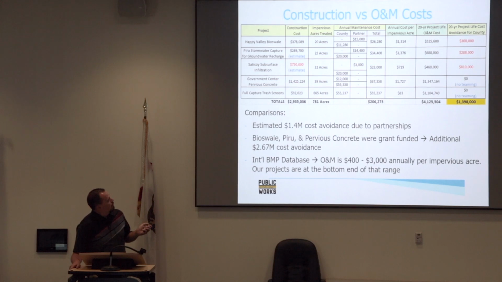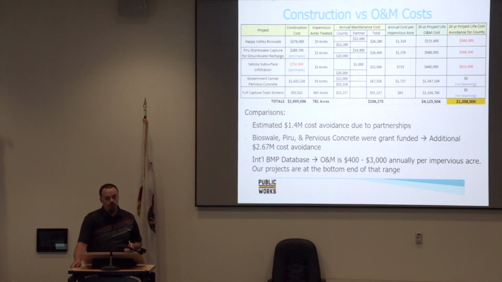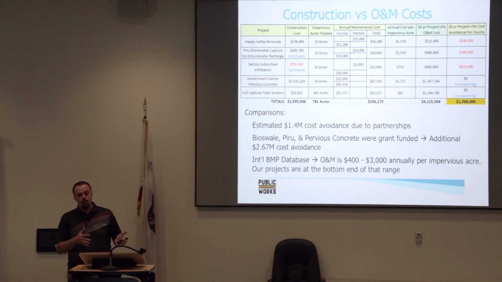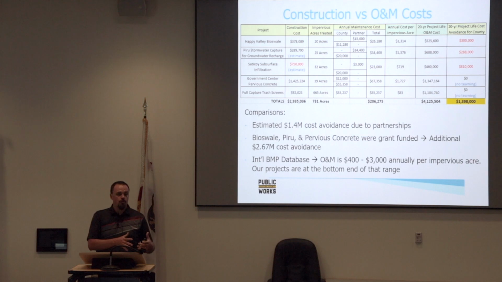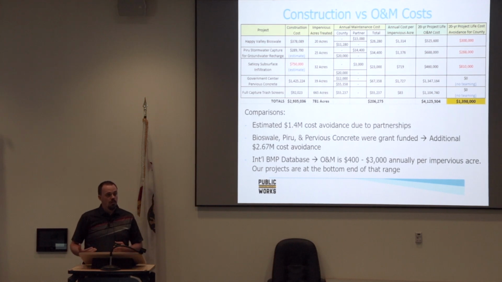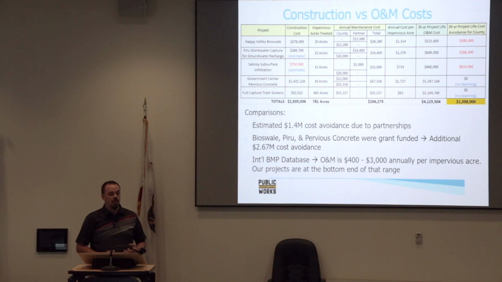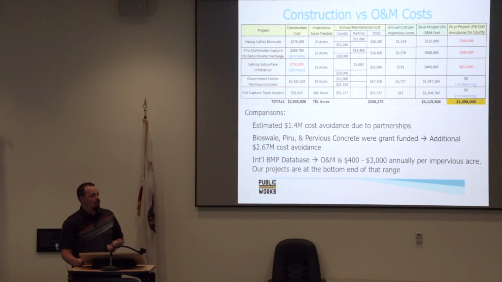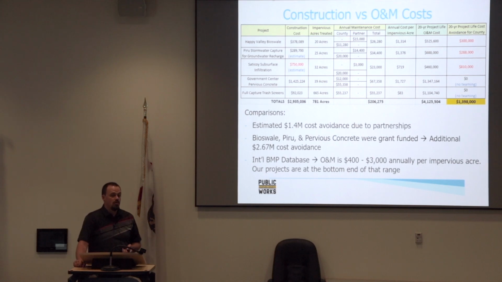The government center is another one here. So 1.4 million, and over 20 years we anticipate spending about 1.3 million on just O&M. So the pervious concrete cleaning and permeable pavements, from my experience, is about $1 per square foot each time you clean it. At the government center we have 22,000 square feet of it, so it's a costly thing, but it works exceptionally well. We are able to infiltrate about 700,000 gallons of water every time it rains. Depending on who you talk to, some may debate whether that's worth it or not, but to me it's definitely worth it.